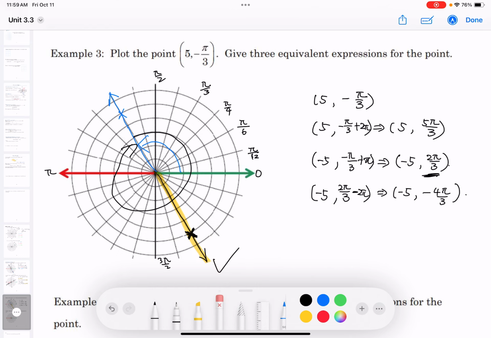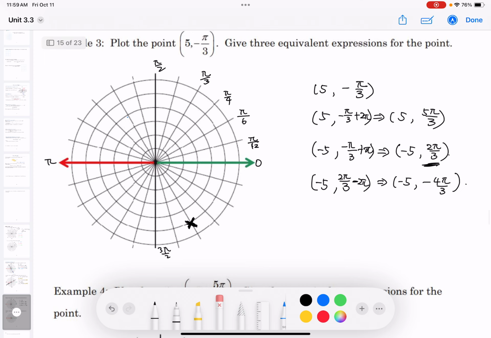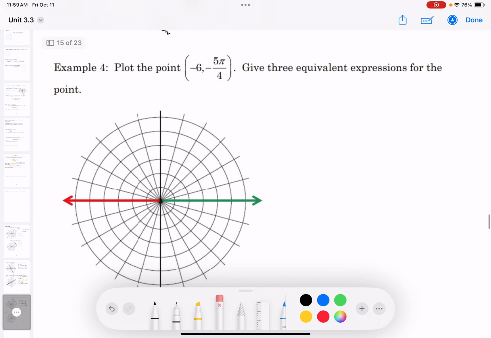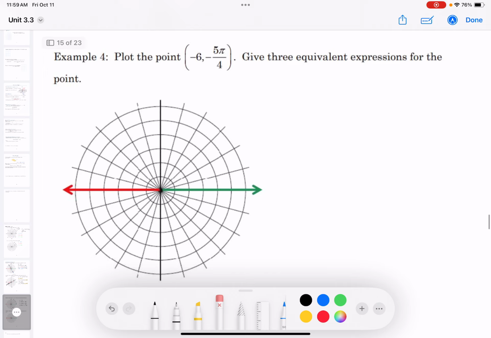Okay, we can erase the mess and then only keep one point here. Okay, we're done. Let's see the next example. Plot another point in the polar coordinate plane. So let's find the point. r is -6. Theta is -5 pi/4.